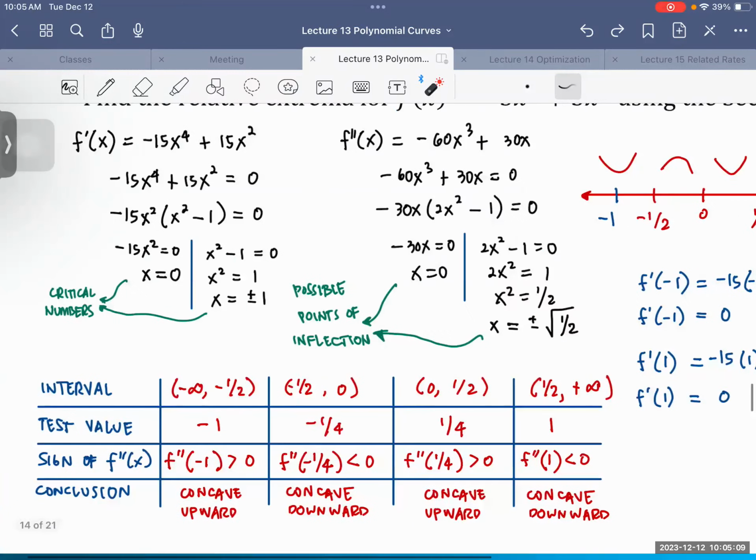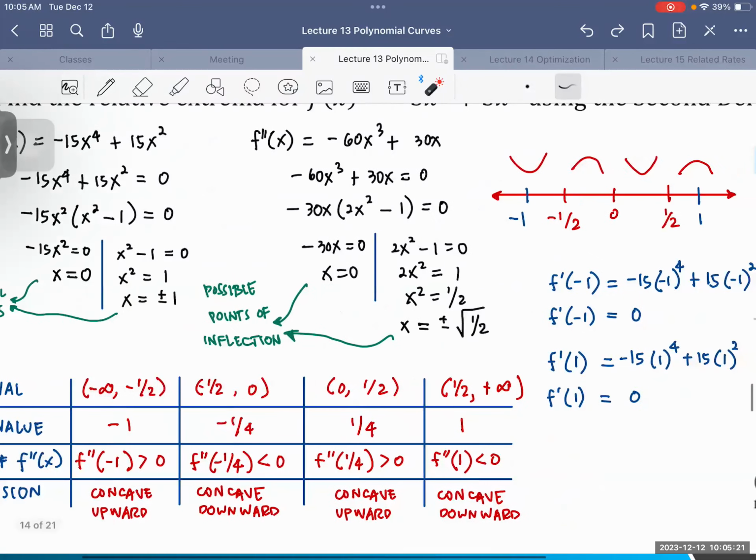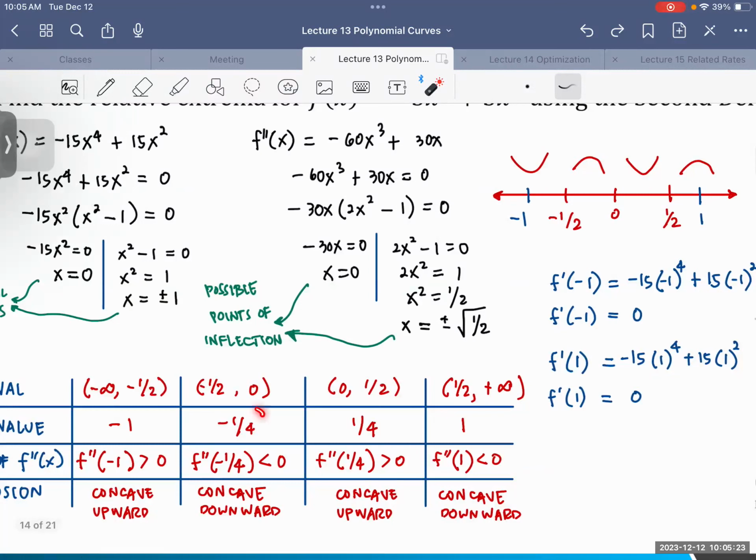Test value, magkuha ta og mga test values class. Between this interval natin, negative 1. So, the f double prime test, second derivative test man, is a positive value. So, ang nakuha positive, concave upward siya. Okay, second interval, negative 1/4. So, f double prime of negative 1/4 is a negative value, concave downward.